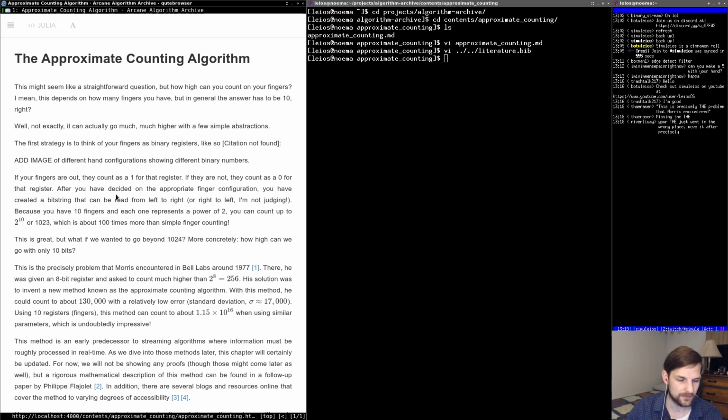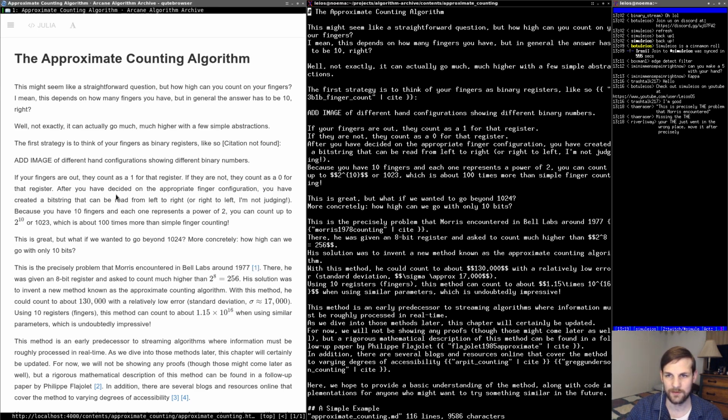Thanks. I'll fix that right now. Okay. 3 blue, 1 brown, finger count. This is precisely the problem. For X. Paste. Thanks.